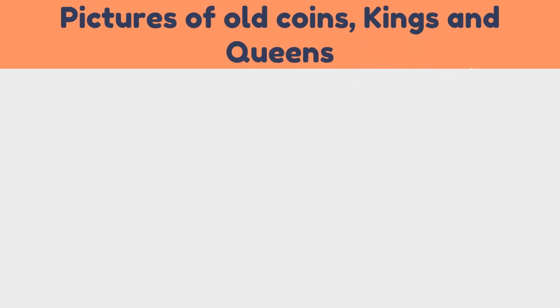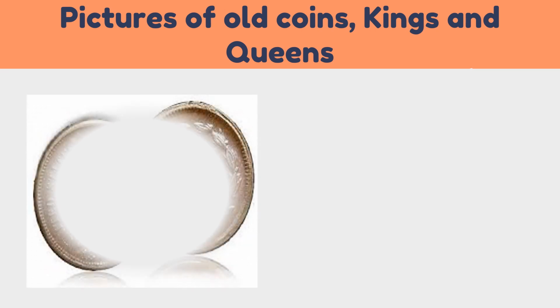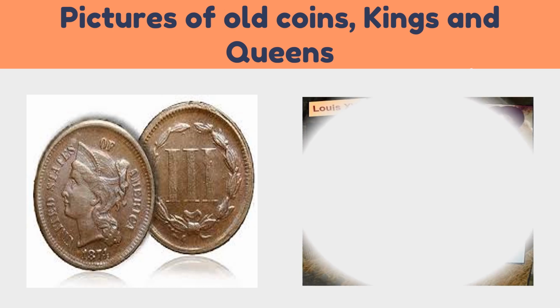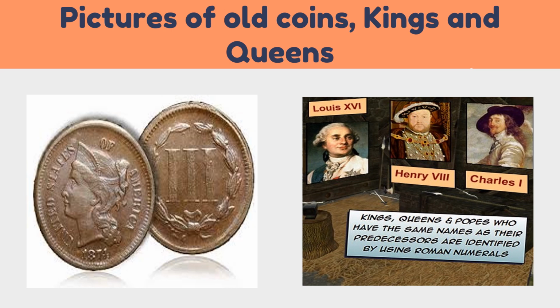We can even find Roman numerals on old coins and after the names of kings and queens. In this picture, you can find the Roman numerals on coins. And in this picture, you can see the kings are named with Roman numerals after their names.